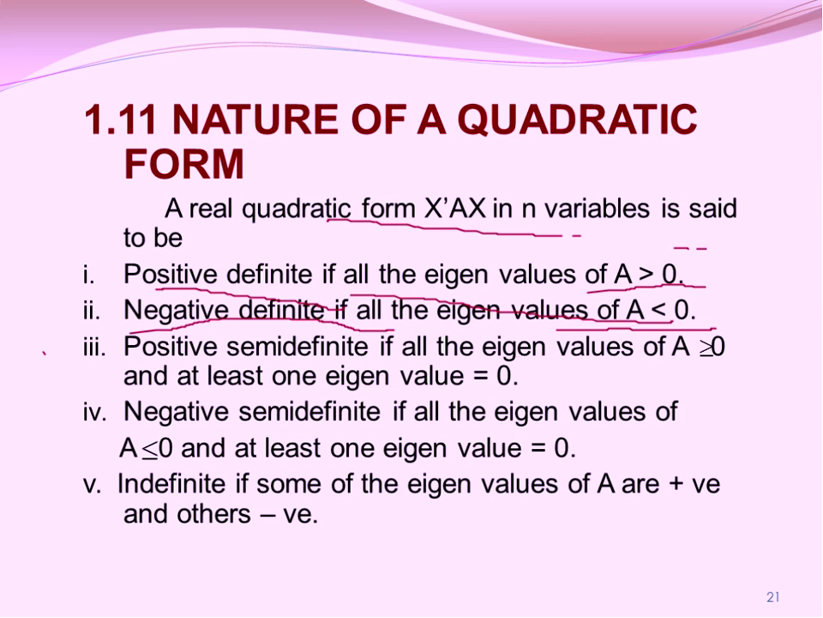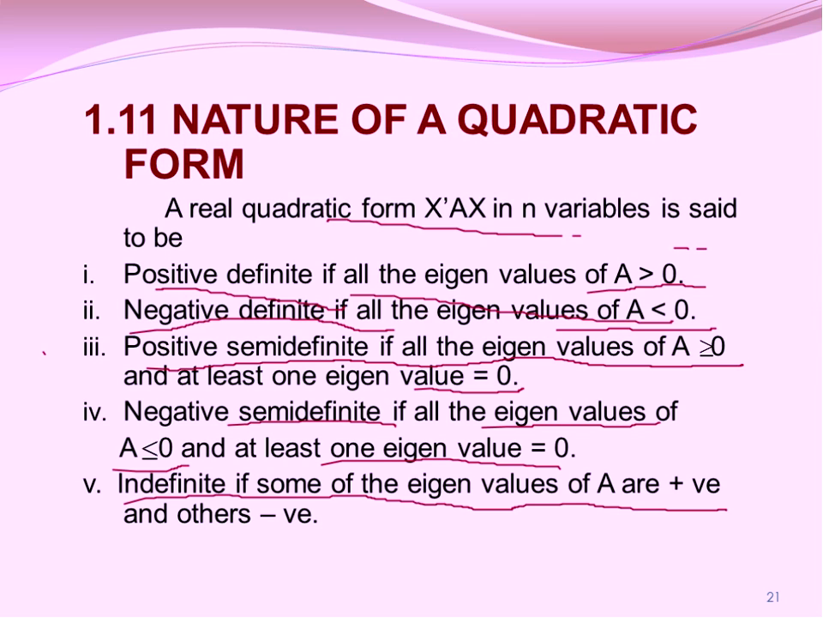The third point is it is said to be positive semi-definite if all the eigenvalues of A are greater than or equal to 0 and at least one of the eigenvalues is 0. The fourth point is negative semi-definite if all the eigenvalues of A are less than or equal to 0, and at least one of the eigenvalues is 0.